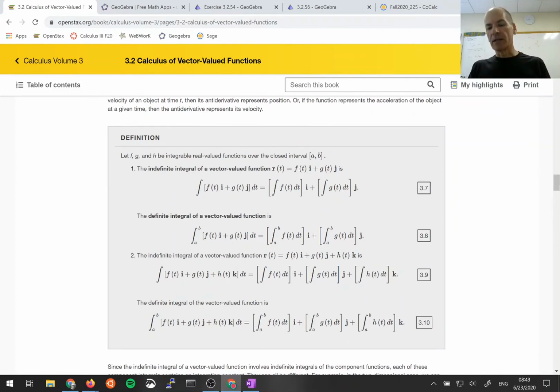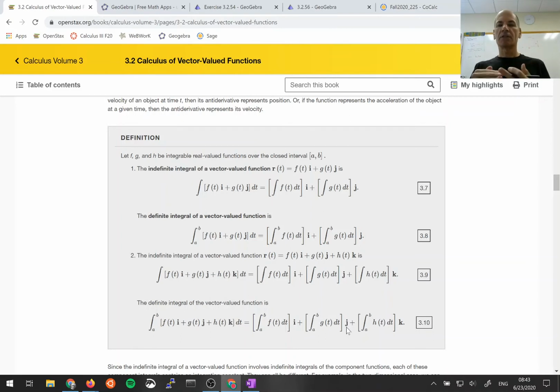I think more importantly is, what does the integral of a vector-valued function actually mean? For our purposes, I think the best explanation is if you take r prime, the velocity vector for r, and you integrate it, say from a to b, what you get is the net displacement of the particle as it moved from time a to time b.